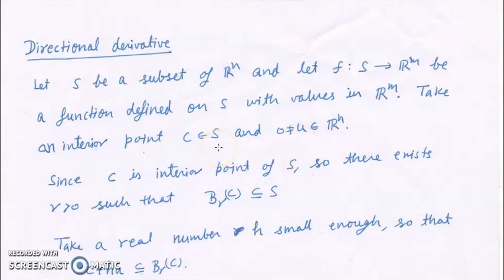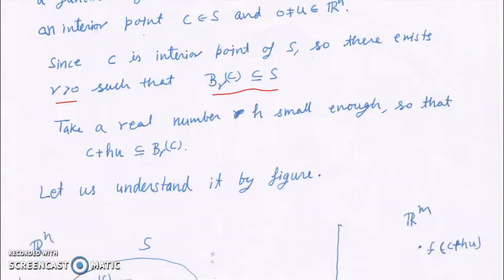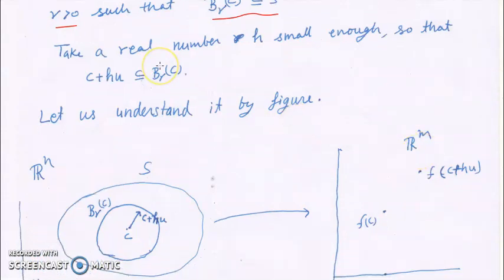Now by the definition of interior point, there exists a real number r greater than 0 such that the ball of radius r at C will be contained in S. Now take a real number h small enough so that C plus hu is contained in the ball of radius r centered at C.